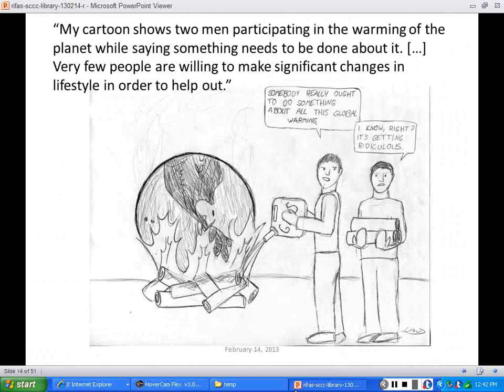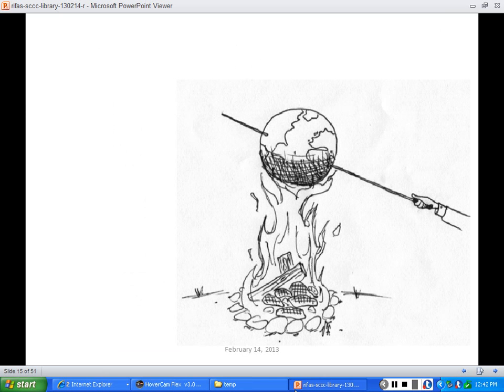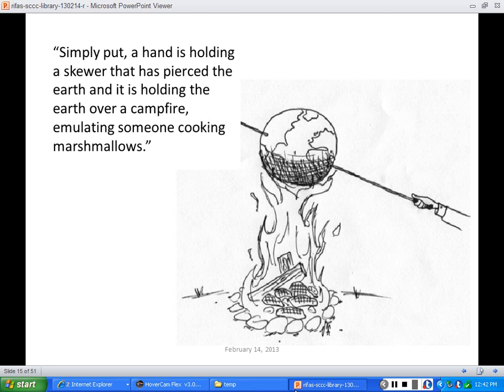My cartoon shows two men participating in the warming of the planet while saying something needs to be done about it. Very few people are willing to make significant changes in lifestyle in order to help out. Somebody really ought to do something about all this global warming. I know, right? It's getting ridiculous. And it's pouring gas on the flames. And then this was another one in that class. Simply put, a hand is holding a skewer that has pierced the earth and is holding the earth over a campfire, emulating someone cooking marshmallows.